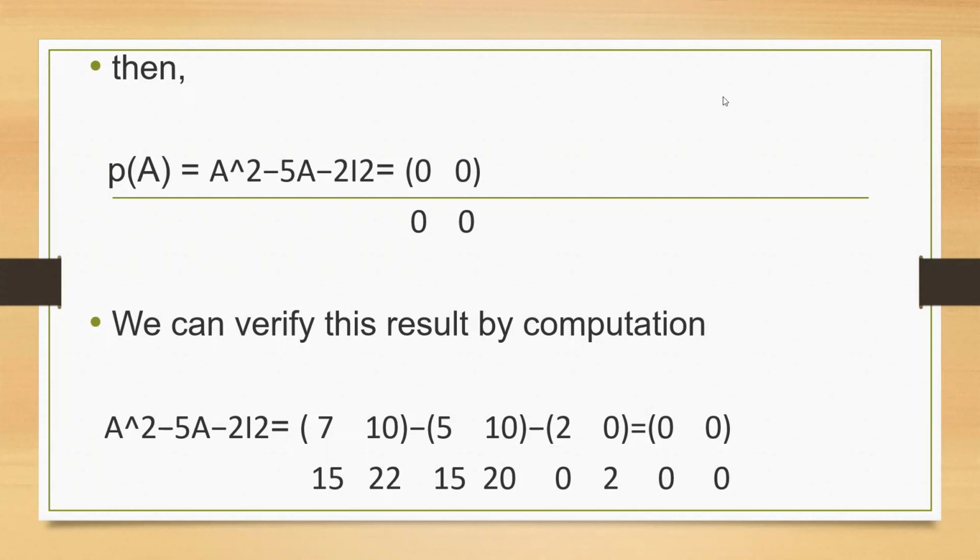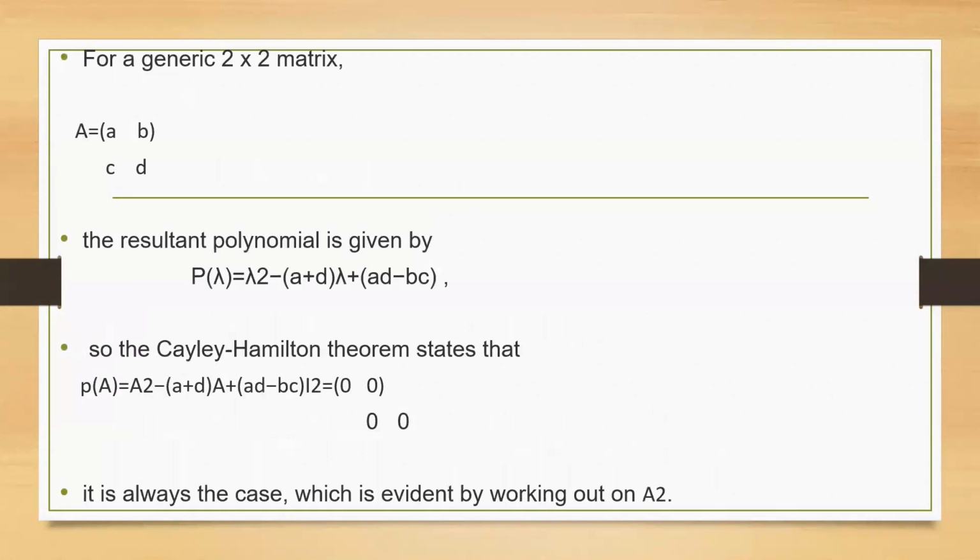Moving on to the next slide. Referring to the previous slide that we have discussed, for the example of the Cayley-Hamilton theorem for 2 by 2 matrix, continuing for a generic 2 by 2 matrix, capital A is equal to a square matrix of size 2 by 2, where the first row has elements A and B, and the second row has elements C and D.